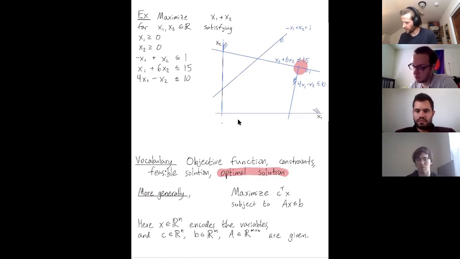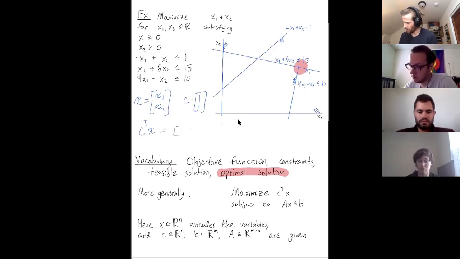Okay. So X is our variables. Here we have two variables. So X is this vector, X1, X2. C in this example is the vector 1, 1. And then when we do C transpose X, we get 1, 1 times X1, X2. We're doing matrix multiplication. So we just get 1 times X1 plus 1 times X2. And that is indeed our function that we're trying to optimize. So the entries of vector C are just the coefficients here. There's a hidden 1 and a hidden 1.